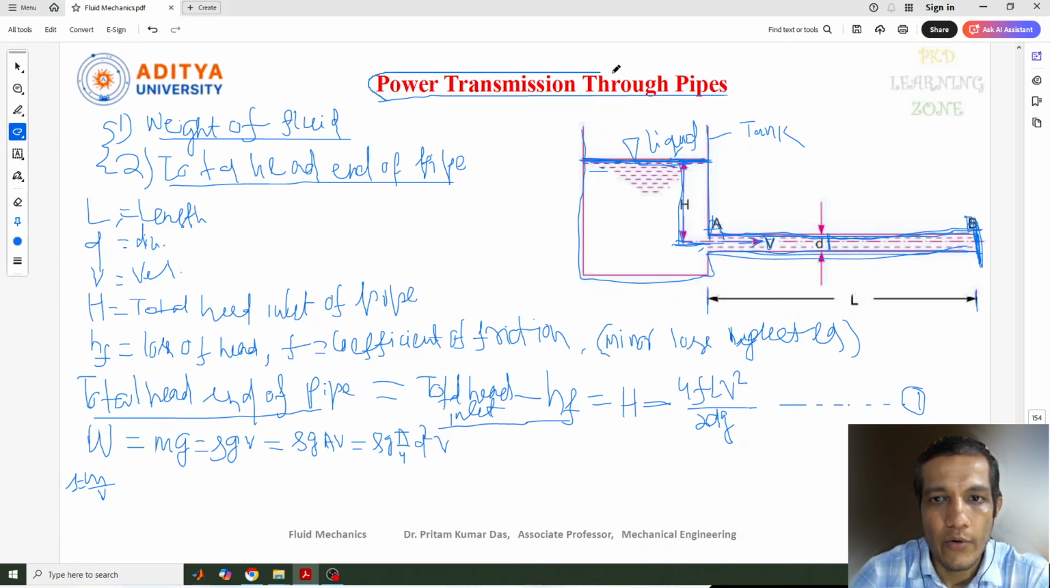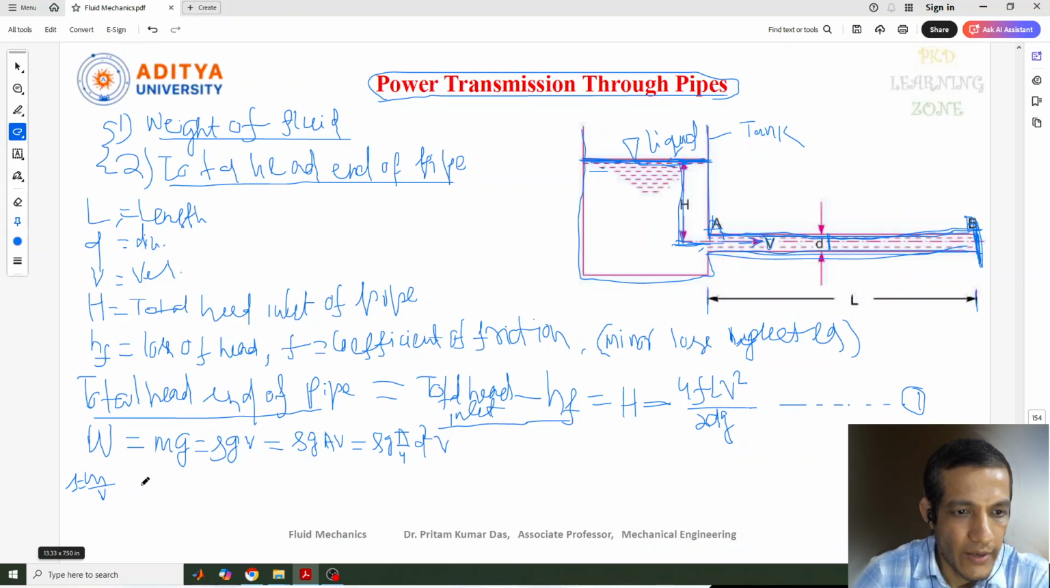Our ultimate goal is to find out the power transmission through the pipes. Power transmission through the pipe is very simple to calculate. P equals weight of the water flowing per second into the head at the outlet condition. As I told you, the power transmission basically depends upon these two things, the weight of the fluid and the head at the outlet condition.